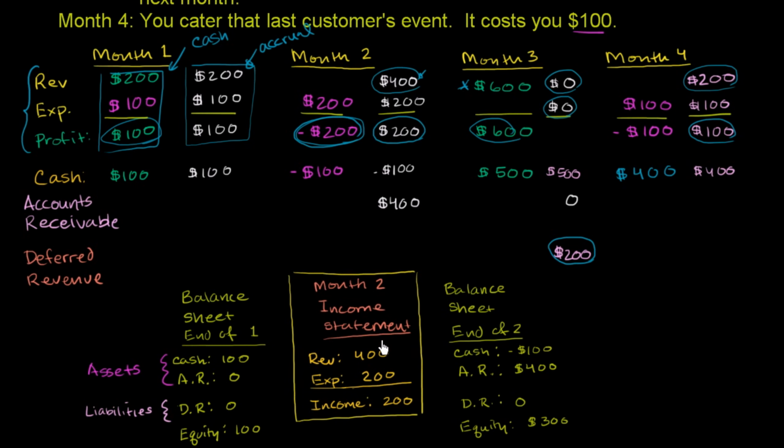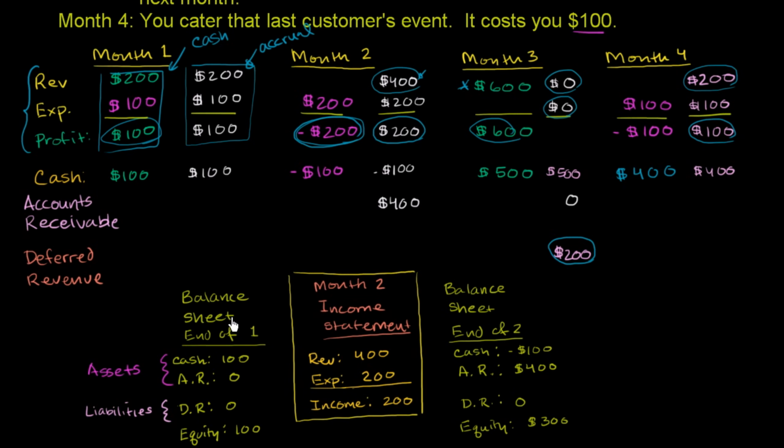In that month, we said we had $400 of revenue, $200 of expense. 400 minus 200 gives us $200 of income. An income statement tells us what happened over a period of time. What was the activity? How much revenue, how much expenses, and other things. This is just a super simplified one without taxes, without interest, without other types of expenses over here.